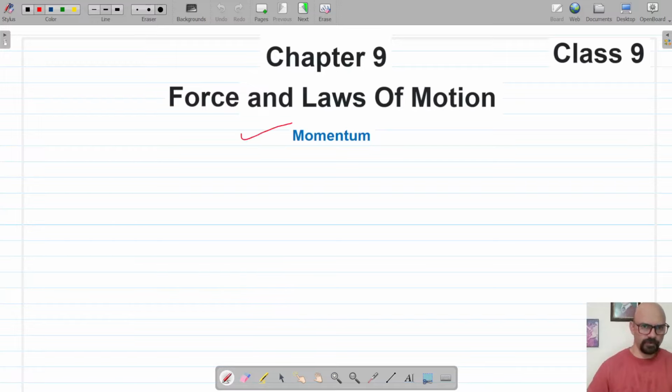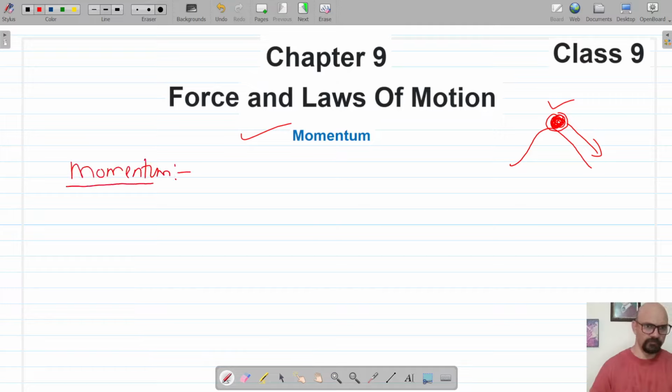Okay, so first of all, momentum. Let's say this is a mountain and there's an object on the mountain, so it rolls down and comes into motion. And this motion was already contained in this object. So we can say that momentum is the quantity of motion contained in an object. It is a physical quantity we have defined.